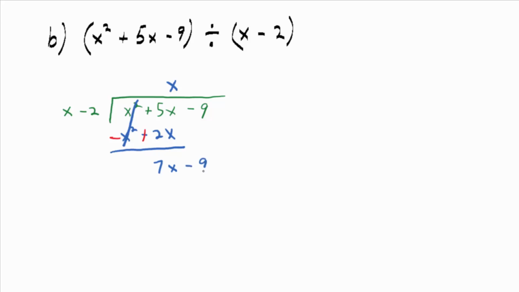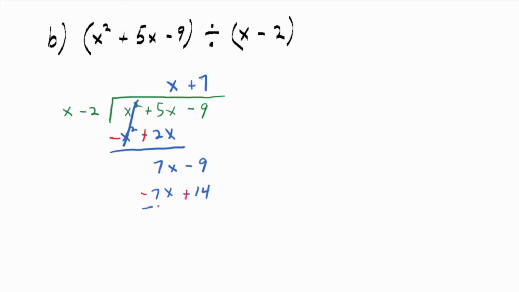Drop down the minus 9, bring the operation down with it. If it were plus 9, you'd bring the plus down too. And then start the process all over again. What can I multiply this x by to get 7x? So yeah, and it's got to include an operation, so is it plus or minus? Plus 7. Okay, then distribute the 7 to the x minus 2. What do you get? 7x minus 14. Don't forget to do what? Change the signs and add.